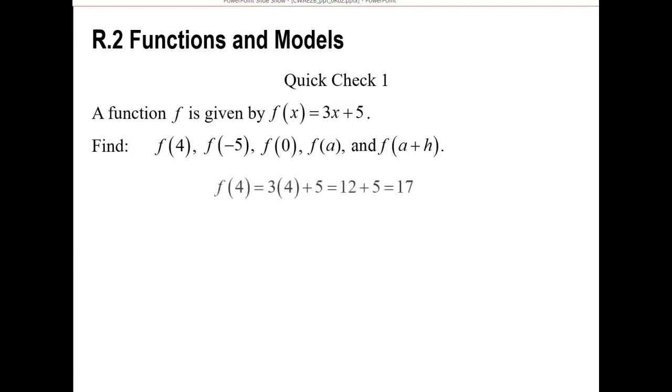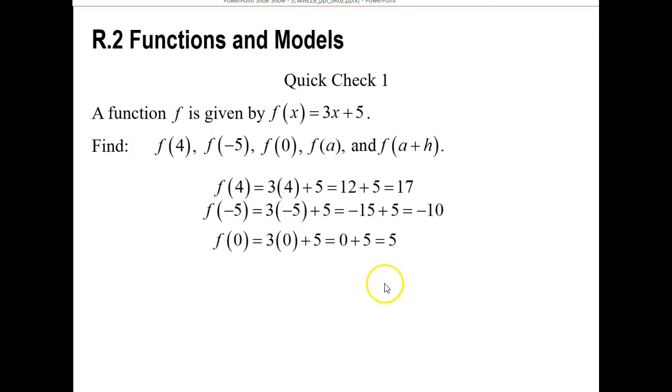All right, so f of 4. Plug 4 in place of x into your function definition. So f of x is 3 multiplied by x plus 5. So 3 times 4 plus 5 is 12 plus 5 or 17. F of -5. 3 times -5 plus 5. Again, you're plugging -5 in for x. -15 plus 5, -10.